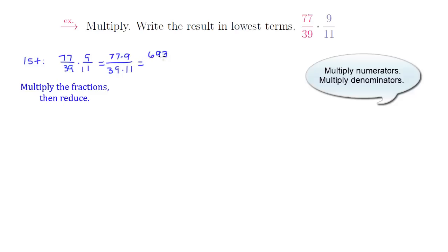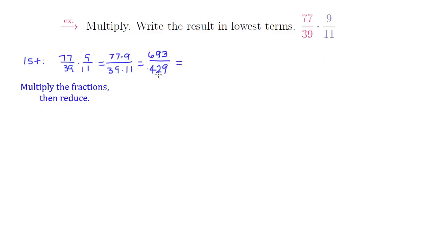That gives us 693. I did the scratch work on the side already, not to take up too much time. And on the bottom, 39 times 11 is 429. Huge numbers. I don't like the sight of this. But in any case, on the top we have 693, on the bottom we have 429. Now we can go about reducing.